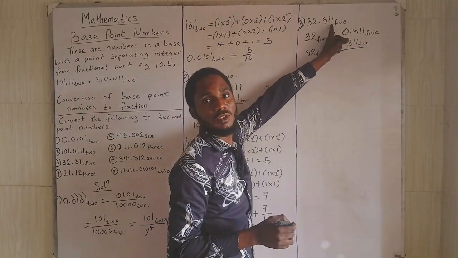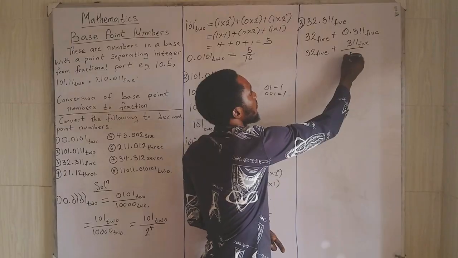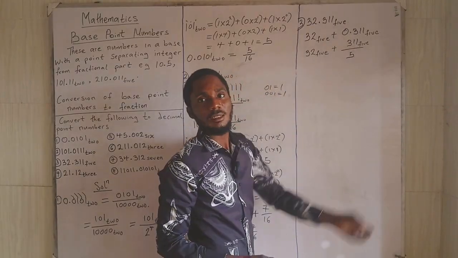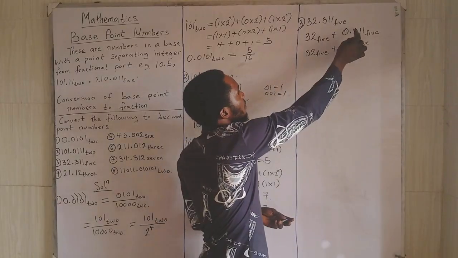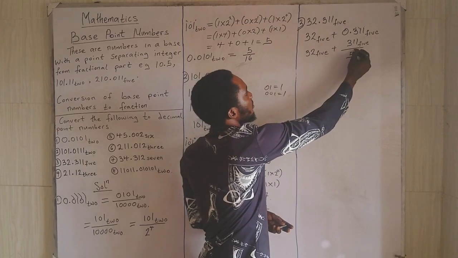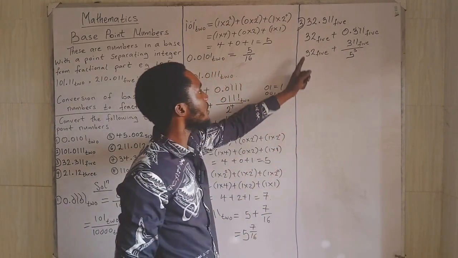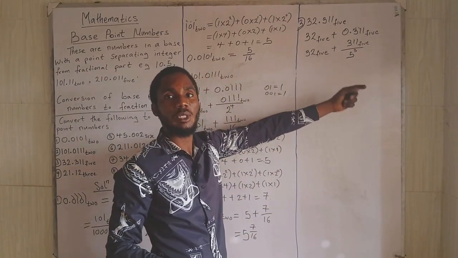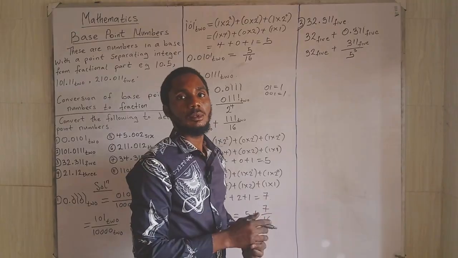the base here is what? That is 5. How many digits are after the point? 1, 2, 3. 5 raised to the power of 3. So let's convert 32 base 5 and 311 base 5 to base 10.